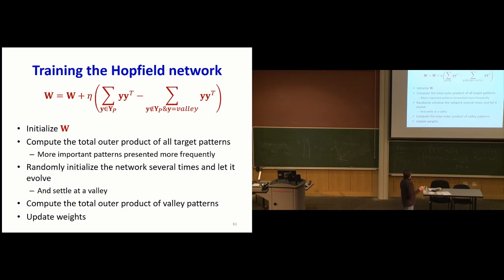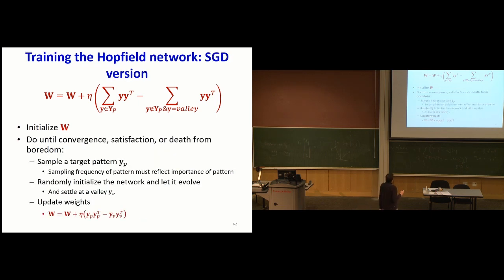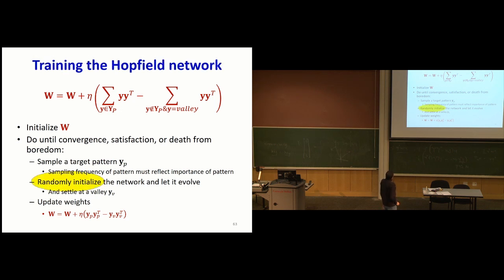So initialize W, compute the total outer product of all target patterns, where you present more important patterns more frequently. And then randomly initialize the network several times. Let it evolve, let it settle in a valley, compute the total outer product of all the valley patterns, and update your weights. Very simple. So this is just your pseudocode for that, right?